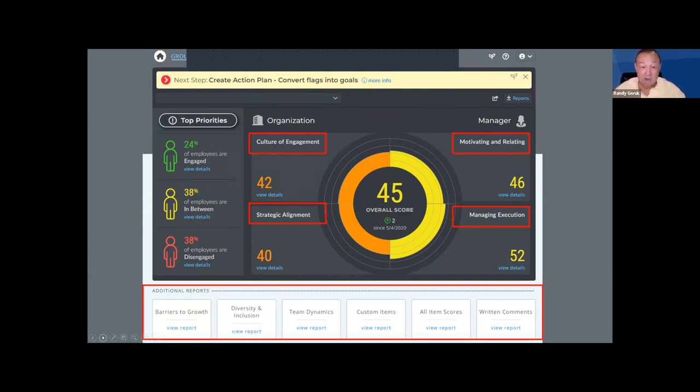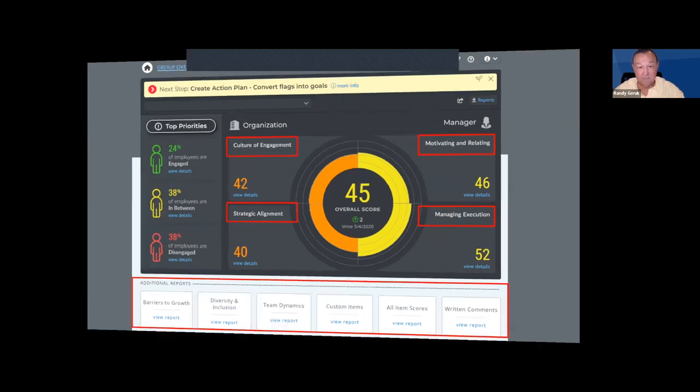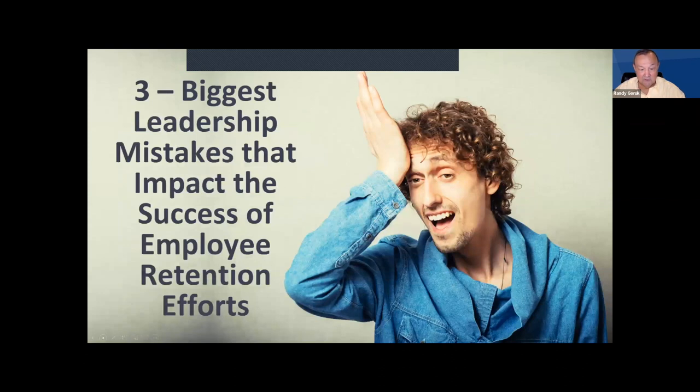Because when you are able to do this, you can identify opportunities to improve. And you can identify opportunities of people who are disengaged and then work towards engaging them. You can work towards it in much greater detail than I'm showing you here. So let's scoot over to the three biggest leadership mistakes that I think impact the success of employee retention.